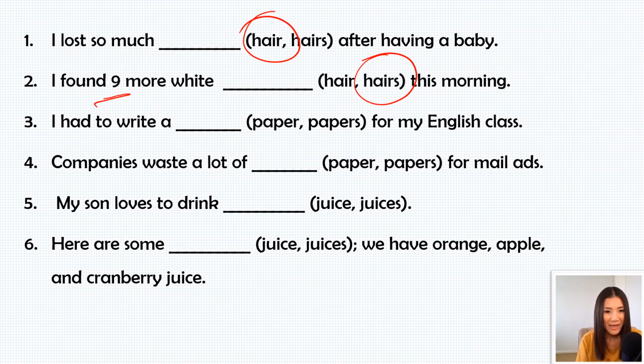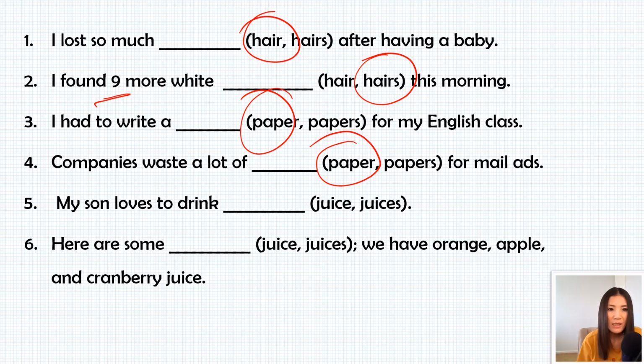Number 3, I had to write a paper for my English class. So in number 3, the word paper is talking about an essay, right? Like an assignment for school, not the material paper. Material like wood, glass, that paper is non-count. But in number 3, it's actually just saying I had to write an essay for my English class, so it will be a count noun. Number 4, companies waste a lot of paper. Now it's talking about the material. Companies waste a lot of paper for mail ads.